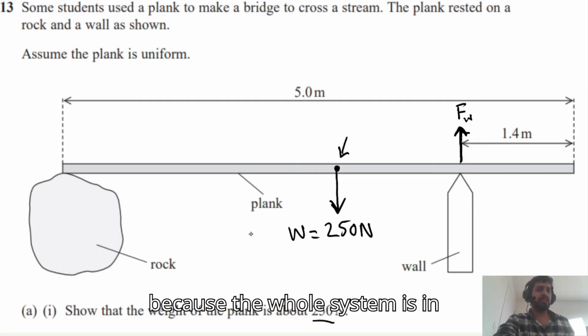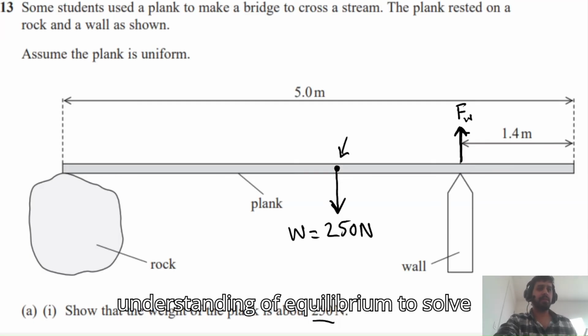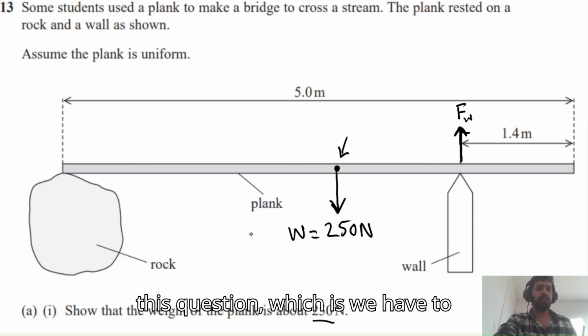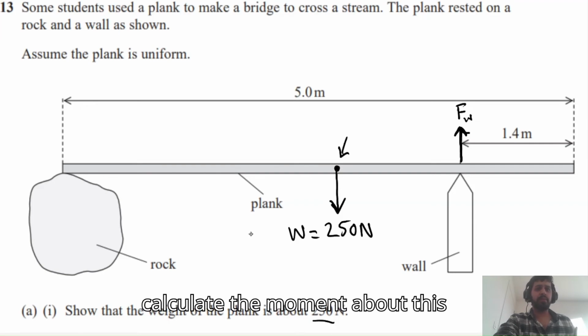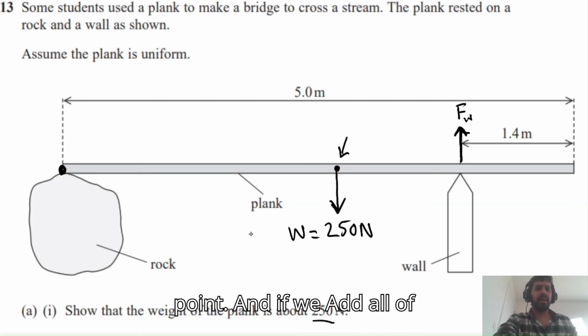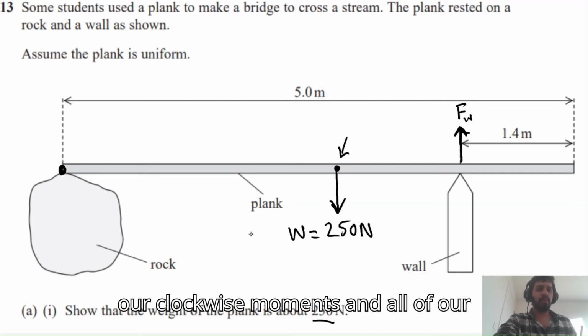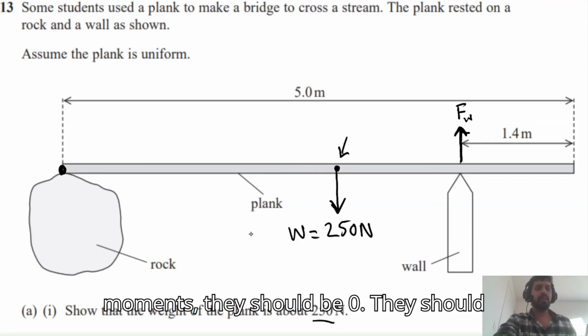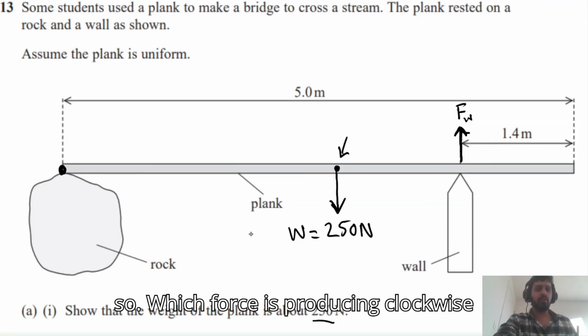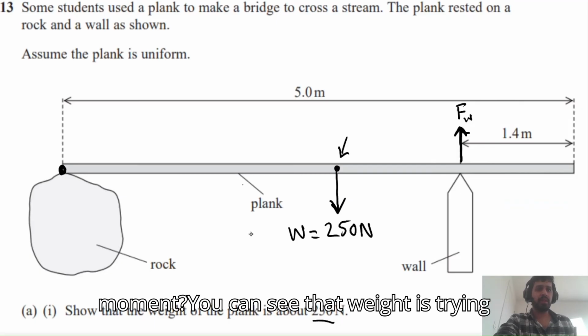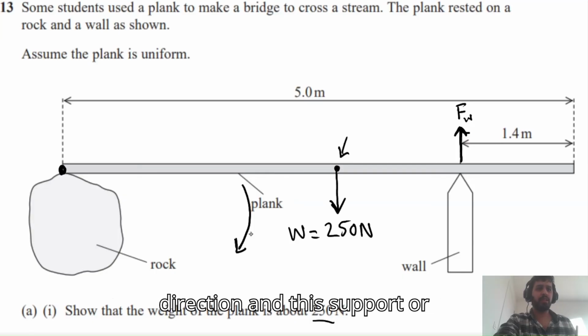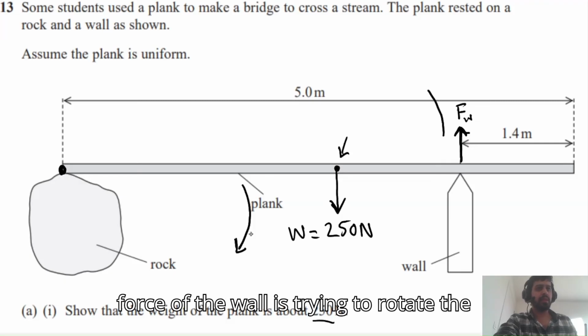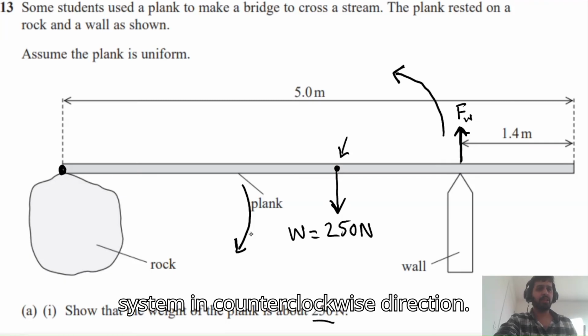And because the whole system is in equilibrium, we can apply our understanding of equilibrium to solve this question, which is we have to calculate the moment about this point, and if we add all of our clockwise moments and all of our anti-clockwise or counterclockwise moments, they should add up to zero. So which force is producing clockwise moment? You can see that weight is trying to rotate the system in clockwise direction, and this support or force of the wall is trying to rotate the system in counterclockwise direction.